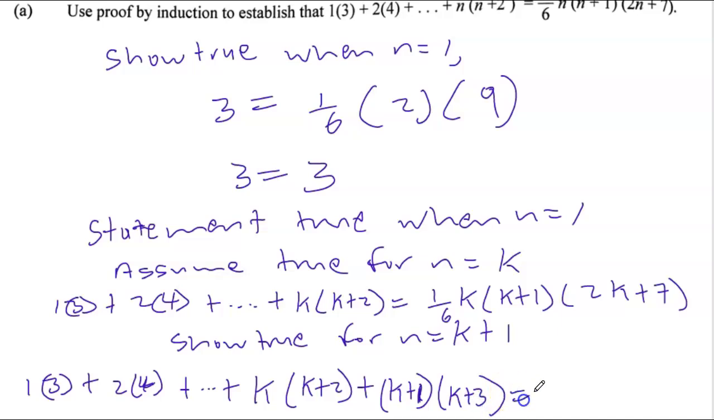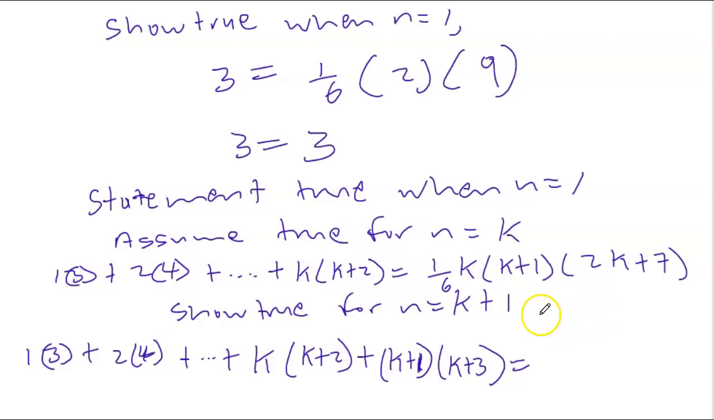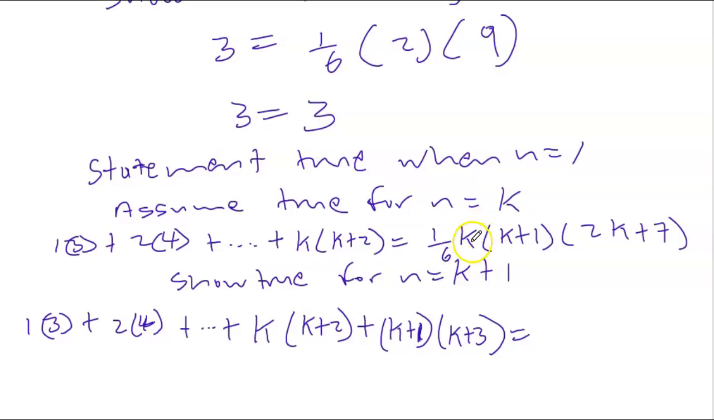And the right hand side now is a different thing going on. On the right hand side, you're summing up k plus 1 terms. So everywhere you have a k, you're going to replace k with k plus 1. So 1/6 times k becomes 1/6 times k plus 1. The second bracket, replace k with k plus 1. That's k plus 1 plus 1. That's k plus 2.